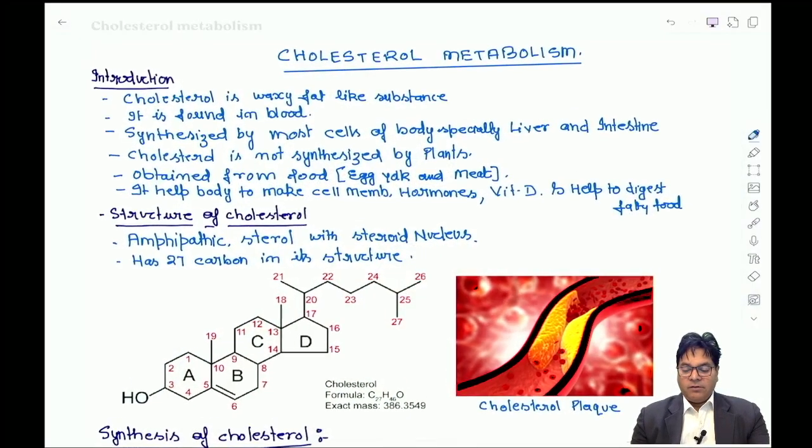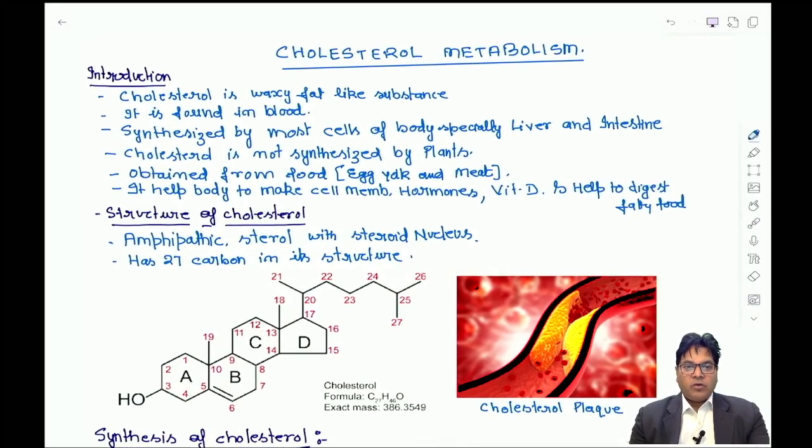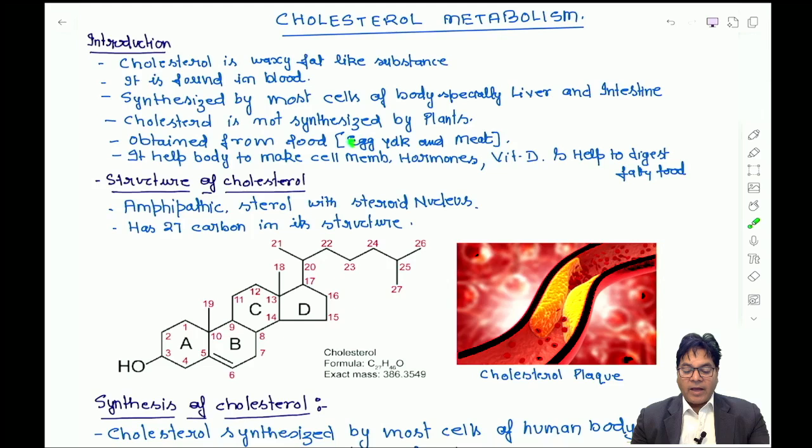As it is quite visible on the board, cholesterol is a waxy, fat-like substance found in the blood. It is synthesized by most cells of the body, especially liver and intestinal cells, and it is not synthesized by plants. We also get cholesterol from certain foodstuffs like egg yolk and meat. They provide us a certain amount of cholesterol.